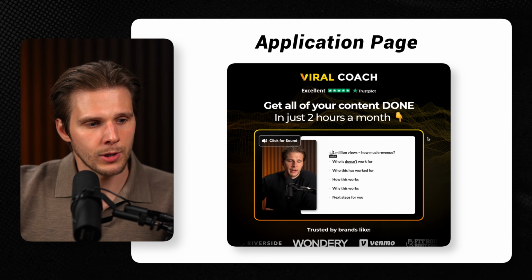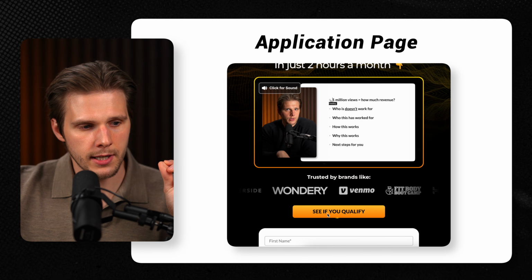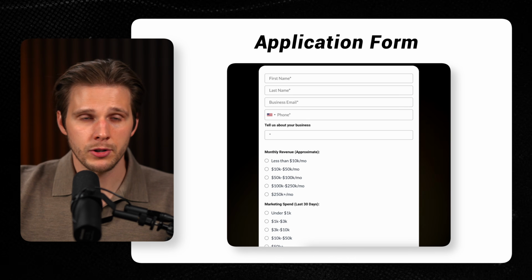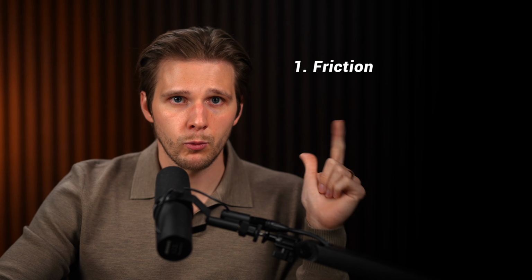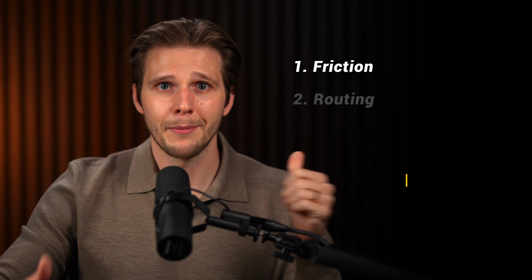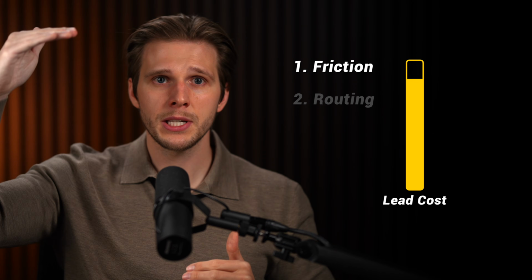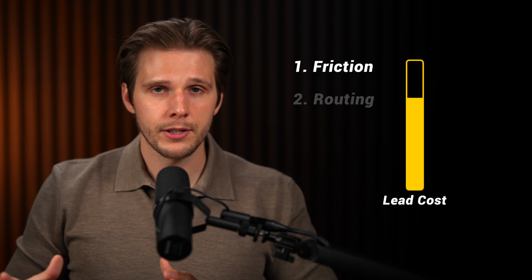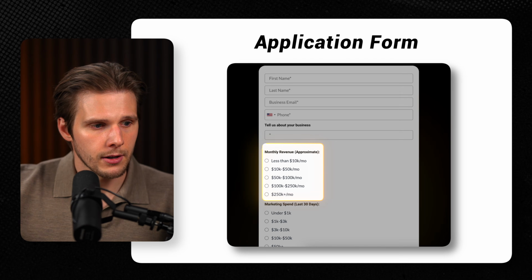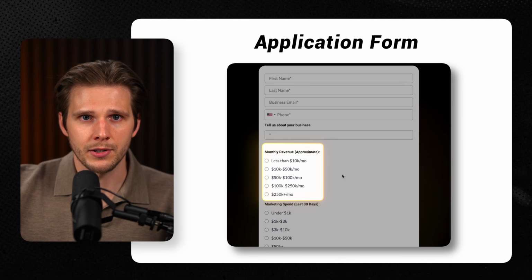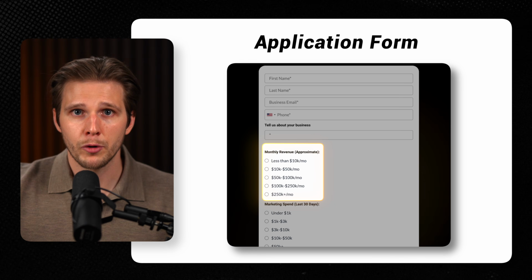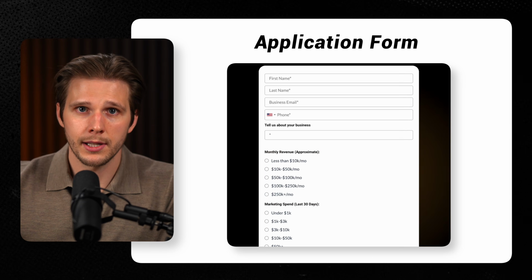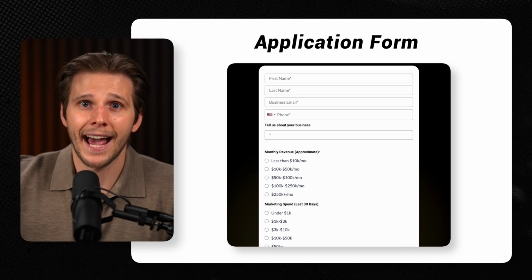Now, getting into the actual application, once someone clicks see if you qualify, they get pushed to this part of the page. When designing the application, we pay attention to two things. One is friction and one is routing. So first, the friction. The amount of friction either increases or decreases lead cost by making it harder or easier for someone to apply. For example, we ask their monthly revenue in their business. This adds friction. You are making them disclose personal information. Some people won't do it. So your lead cost is going to get significantly more expensive just by adding this question.